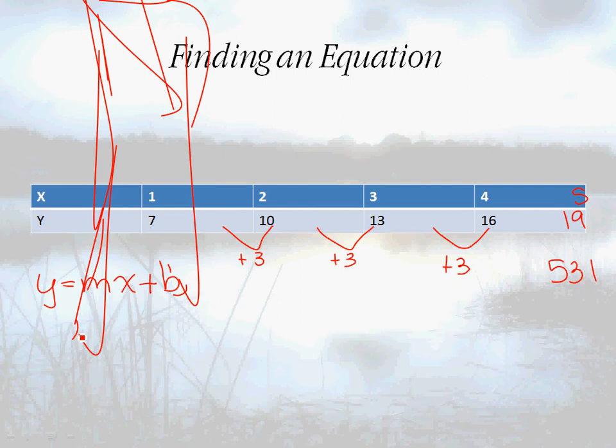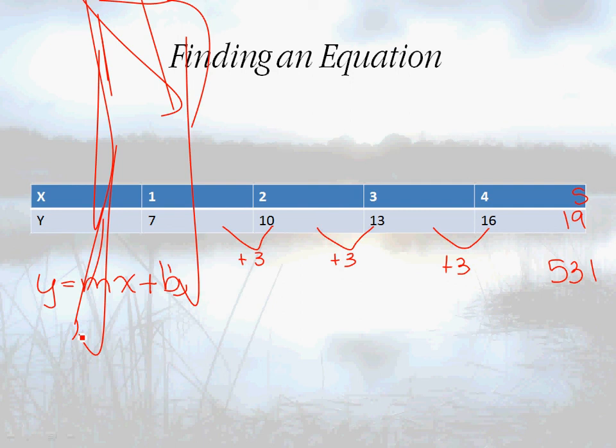So let's say we take the 1 and I put it in for x. And where do I put that 7? Y. And what happens to b? Do we know b? No. Okay. So that's what we're trying to figure out. So we put plus b. 3 times 1 is 3. What do I do to both sides to get the b by itself? Subtract 3. Subtract. Because we're not multiplying. So 7 minus 3 is 4. So your b is 4.